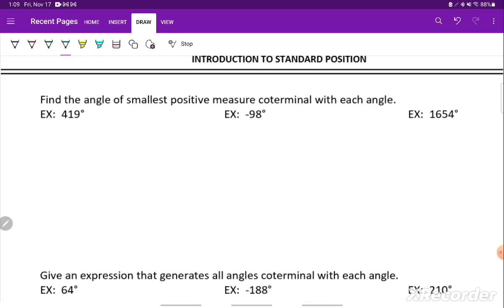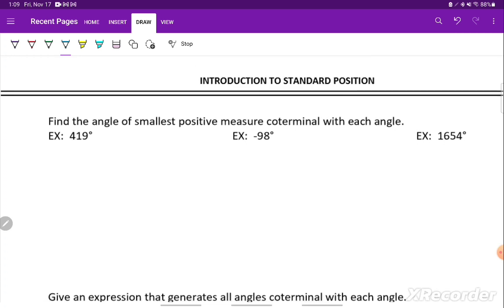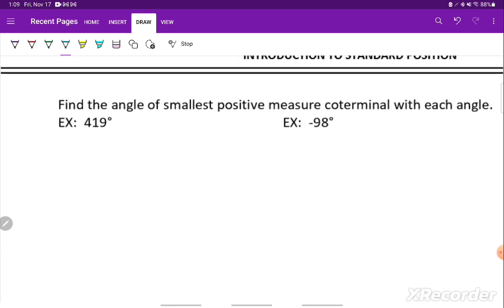So let's find the angle of smallest positive measure that's coterminal with each of these angles. Well, our answer should be something between 0 and 360 degrees. You'll notice that our first angle, 419 degrees, is more than 360, which is our max amount in one rotation. So we are going to subtract 360 degrees. We end up with 59 degrees. This falls in between 0 and 360. So this is the smallest positive measure that's coterminal with 419.